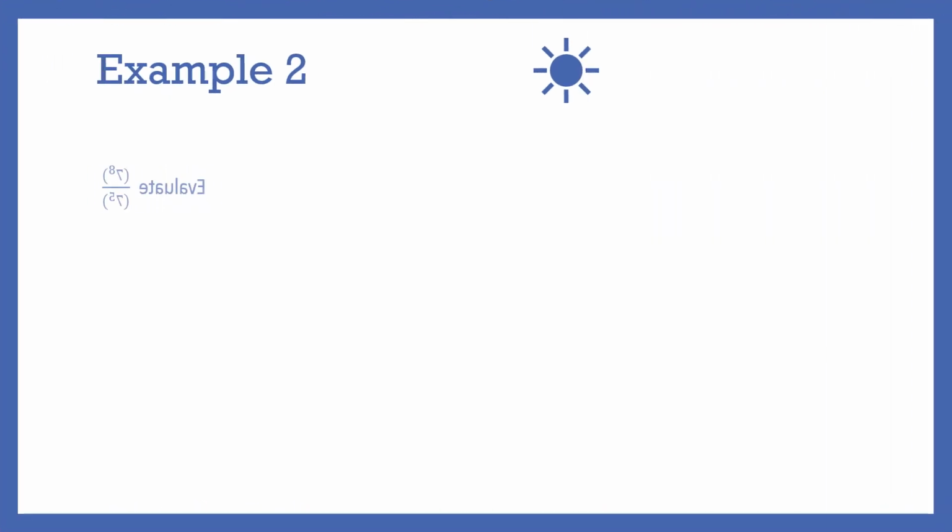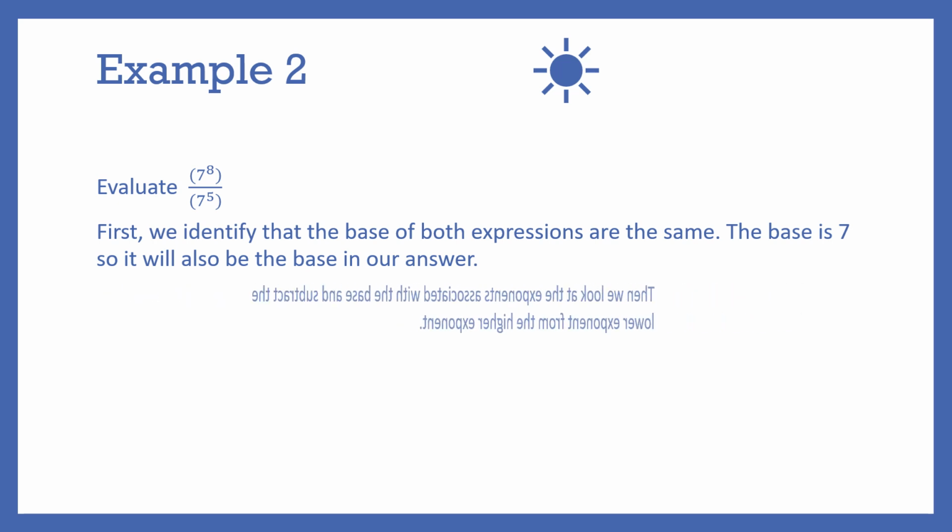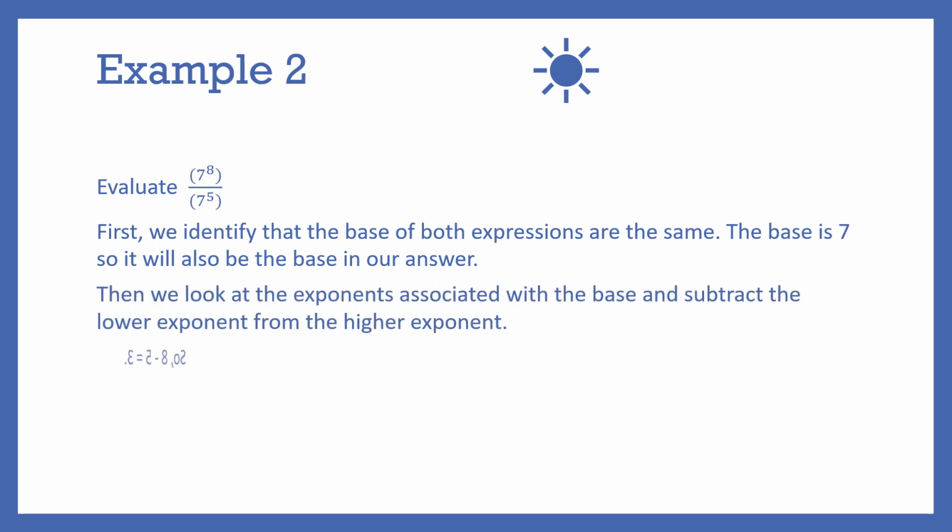Evaluate 7 to the 8th power over 7 to the 5th power. First, we identify that the base of both expressions is the same. The base is 7, so it will also be the base in our answer. Then we look at the exponents associated with the base and subtract the lower exponent from the higher exponent. So 8 minus 5 equals 3. So our final answer is 7 cubed.